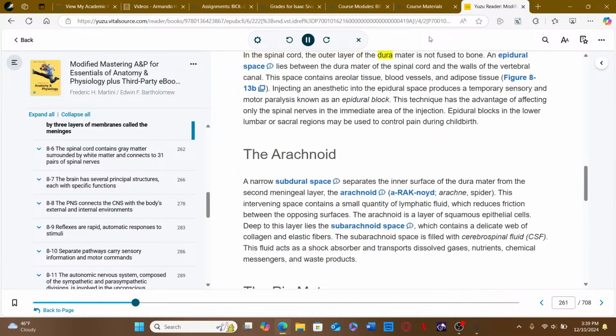In the spinal cord, the outer layer of the dura mater is not fused to bone. An epidural space lies between the dura mater of the spinal cord and the walls of the vertebral canal. This space contains areolar tissue, blood vessels, and adipose tissue, figure 8-13b.